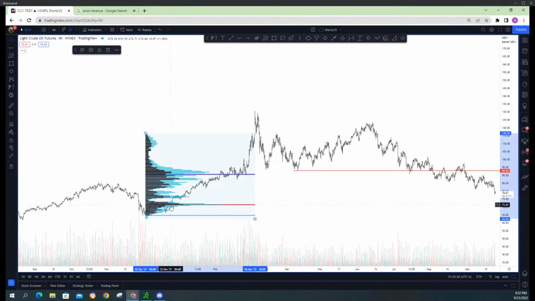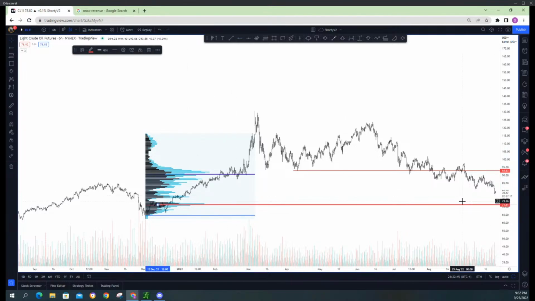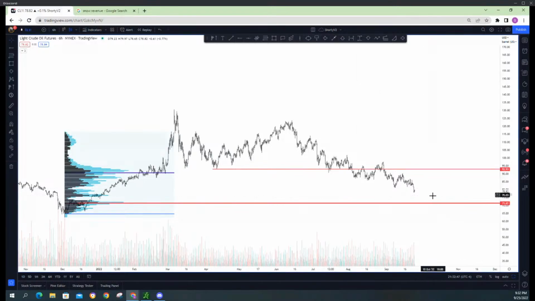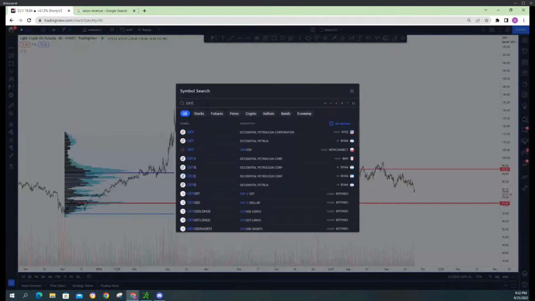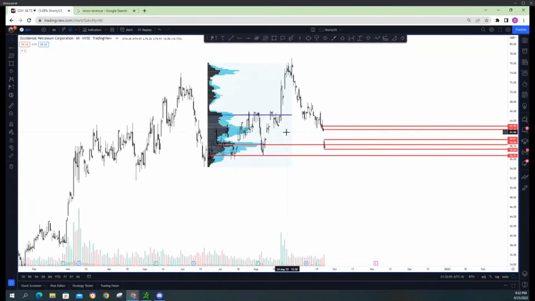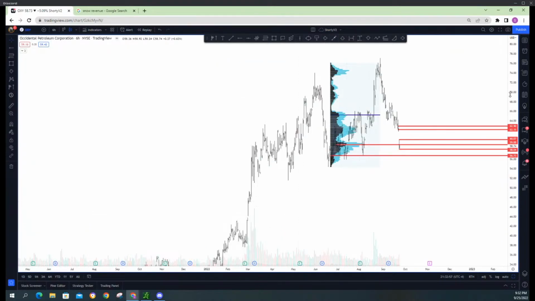Yeah, so this would be the level I'm interested in. So when crude hits 71, 72, that's when I'll be interested in Oxy. We're very close to it, so $7 away. Once we come here, this is going to be beautiful for long Oxy.